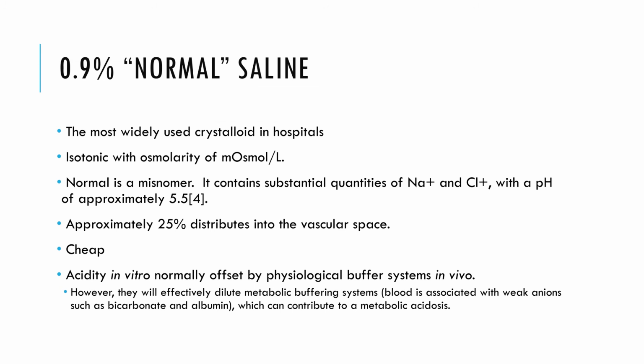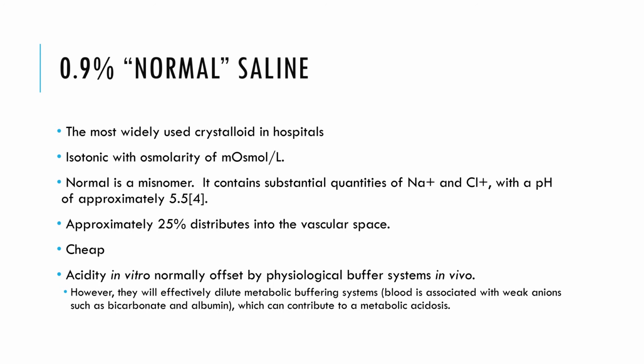So the first fluid to discuss would be 0.9% normal saline. Now, in my clinical experience, this is the most widely used crystalloid by quite a substantial margin. So this is an isotonic fluid, and it's a crystalloid. As a crystalloid, you would expect approximately 25% to be going into the vascular space. However, compared to plasma, it does have quite dramatic amounts of sodium and chloride, as you'll be able to see from the table. It also has a pH of approximately 5.5, which makes it quite acidic.